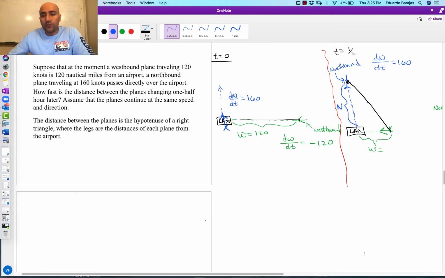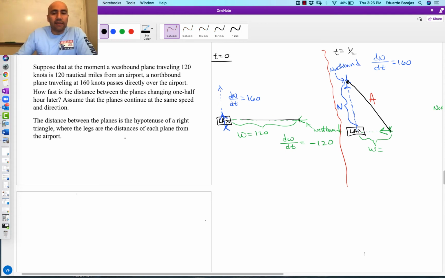Now, we could use the letter d for distance. It seems pretty plausible. But then when we take derivatives, it's weird because we have d/dt of d, so it looks pretty ugly. So we should look for a different variable. I'm just going to use the letter A. We'll say A is that distance between the two airplanes. Good. So A equals the distance.